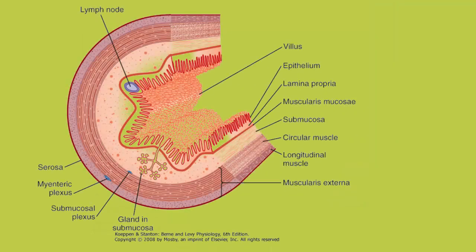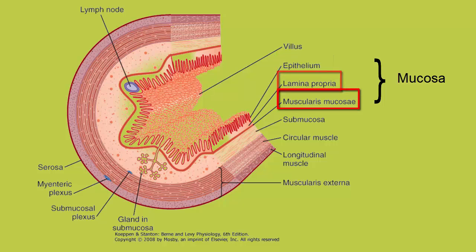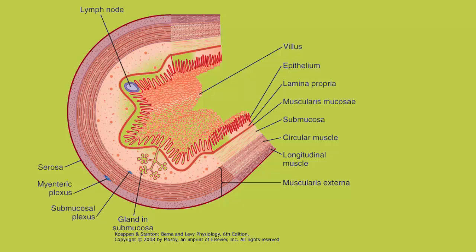I've borrowed this drawing to show a little bit more detail of the mucosal layer, and then we'll take a look at some histological sections. Focusing in on the mucosa, we see three layers. The innermost is the epithelial layer, and this lines the lumen. Then we have a loose connective tissue layer called the lamina propria, and then a thin muscularis mucosa layer of smooth muscle.